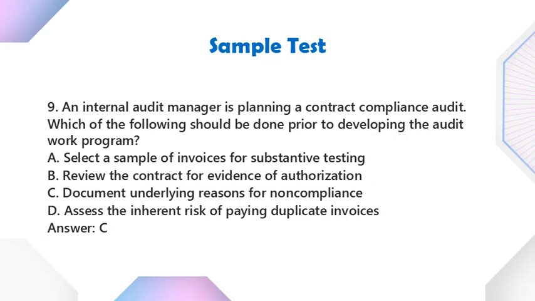9. An internal audit manager is planning a contract compliance audit. Which of the following should be done prior to developing the audit work program? A. Select a sample of invoices for substantive testing. B. Review the contract for evidence of authorization. C. Document underlying reasons for non-compliance. D. Assess the inherent risk of paying duplicate invoices. Answer: C.